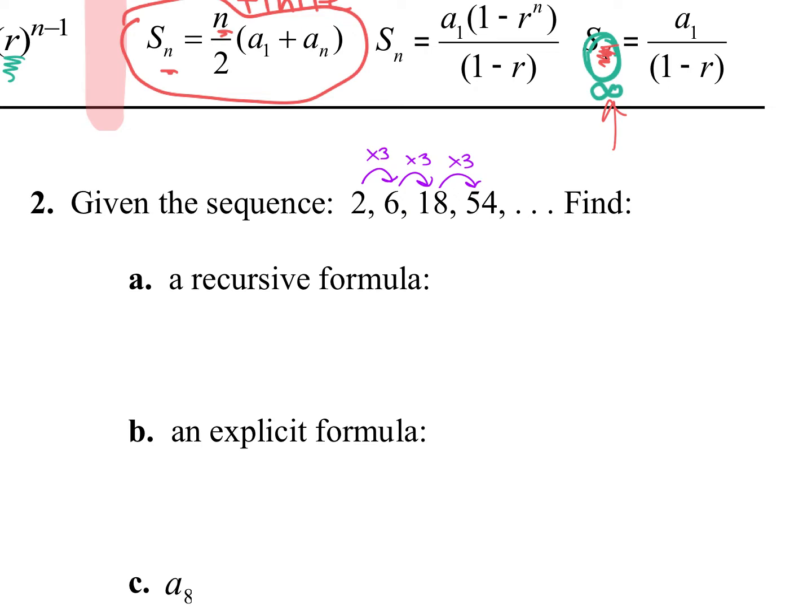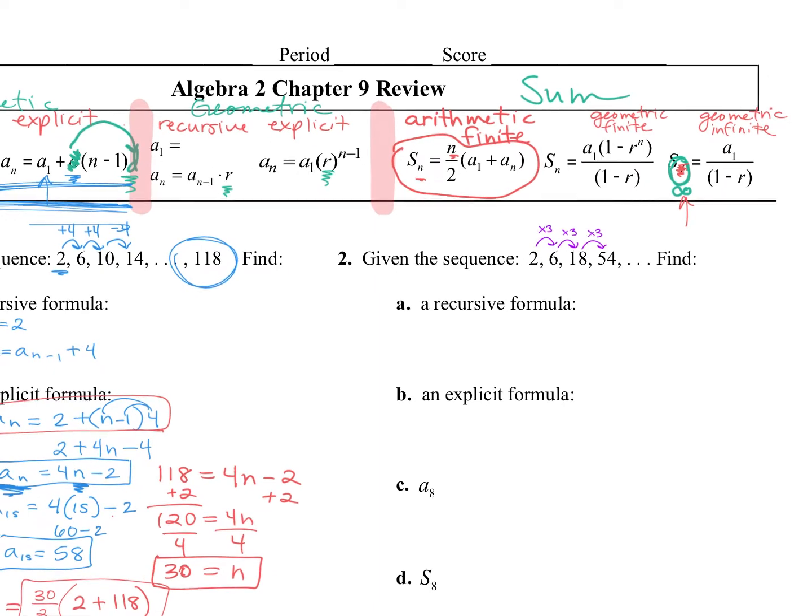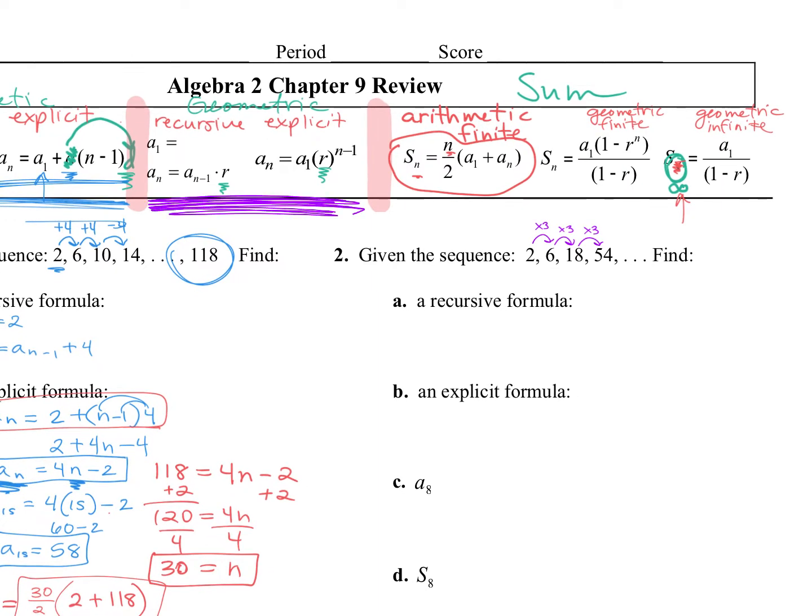So a recursive formula here, that means you're going from this stuff, okay? So the recursive is going to be a sub 1 equals 2, and then a sub n equals a sub n minus 1 times 3. Okay, that's your recursive. The explicit, now we're working with this formula, a sub n equals a sub 1, your first term, the 2, times your 3 to the n minus 1 power.